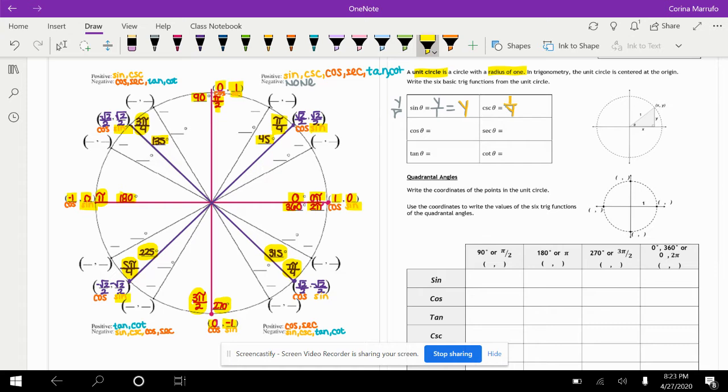Sine. So anywhere where you see your y value, that is what your sine is equal to. So sine of 315 degrees is this number. Okay.